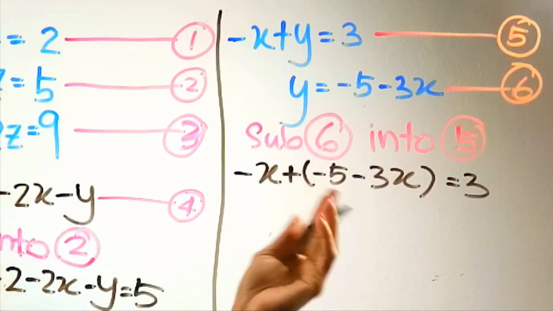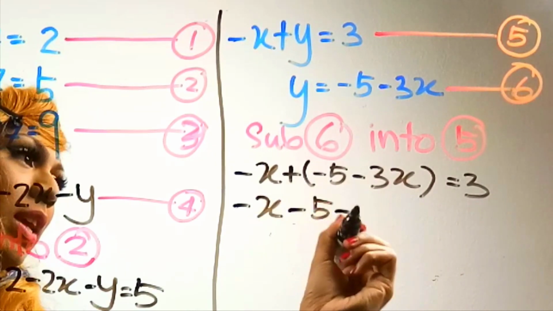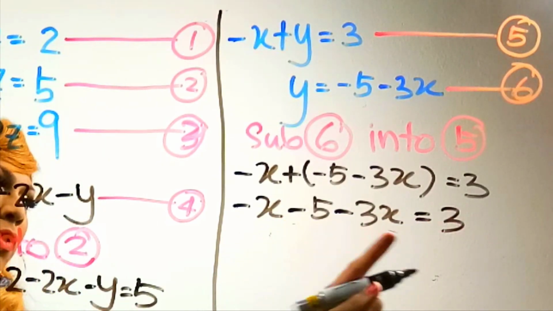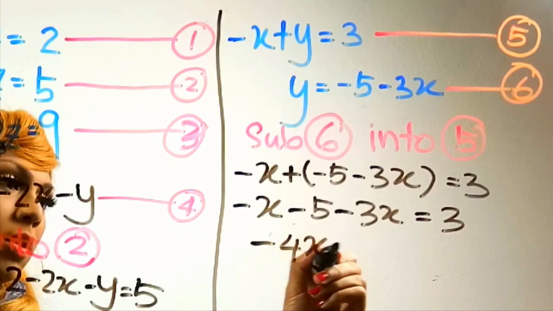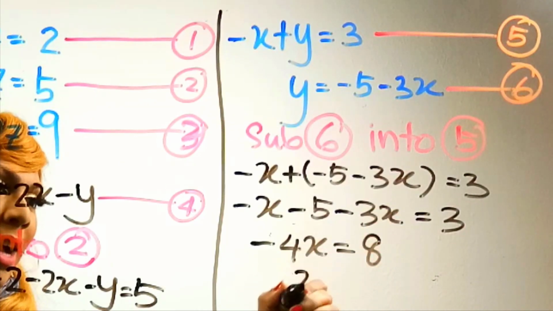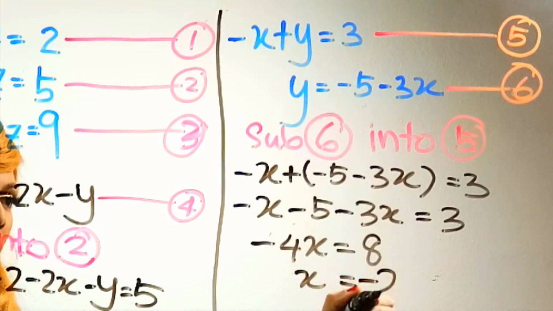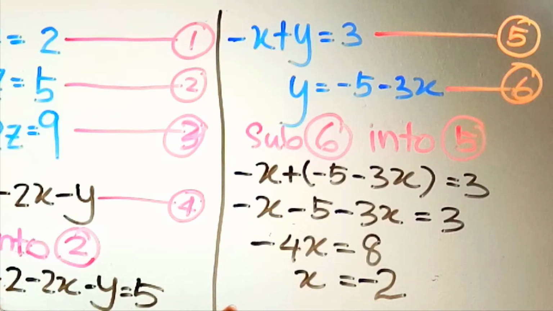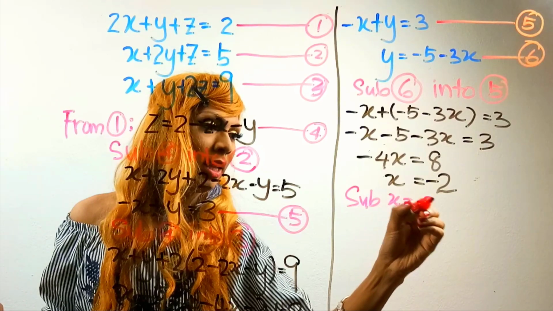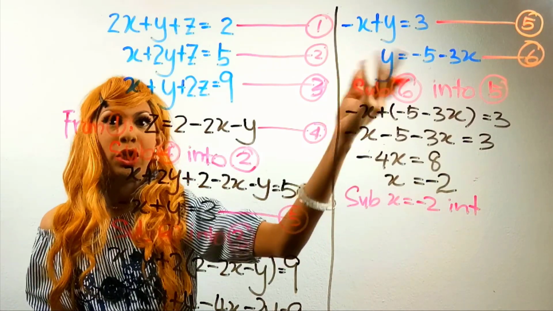And then we solve the bracket. So we'll have negative x, negative negative 5, positive, negative negative 3x, and then equivalent to 3. Negative x, negative 3x, negative 4x. 3, this one, I bring it to that side, plus 5, 8. So x is equivalent to 8 divided by negative 4, negative 2. So we already have our x value. So I would say substitute x equivalent to negative 2 into 6, because the y is already ready to go.